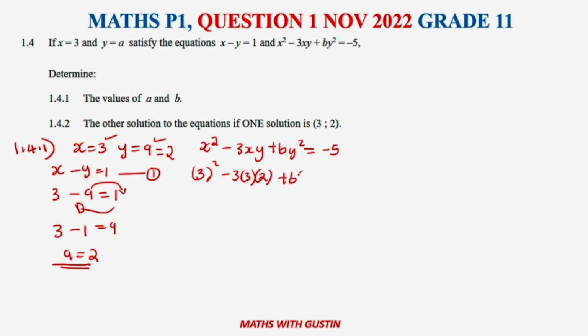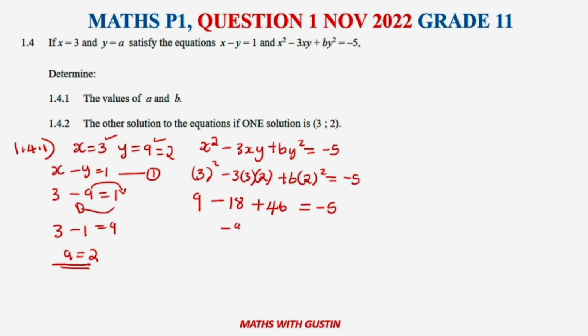Okay, good stuff. Easy, guys, and it requires you to use intuitive thinking so that we are able to get around problems like this one. So now we just have to simplify this one. 3 squared is 9, 3 times 3 is 9, and then times 2 is going to be 18. 2 squared is 4 times b is going to be 4b. This minus 5 will stay here, therefore we're going to have negative 9.